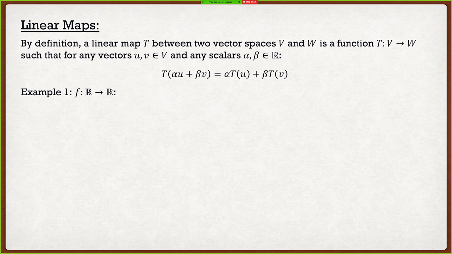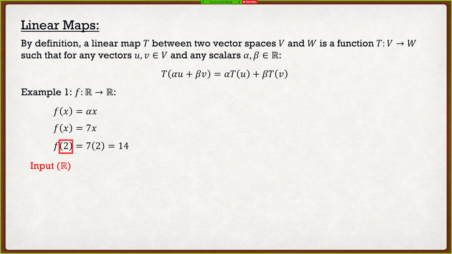So one example, f, which goes from R to R, fairly simple. f of x is equal to alpha x. Now let's say that f of x is equal to 7x. Well, therefore, f of 2 is equal to 7 times 2, which is equal to 14. When you think about matrices, I'm not really sure how you think of them, but this is how I want you to think about these matrices or these linear maps. We have an input, which is in R, and in this case, our input is 2. x is equal to 2.